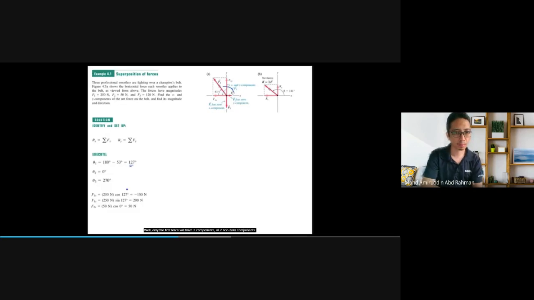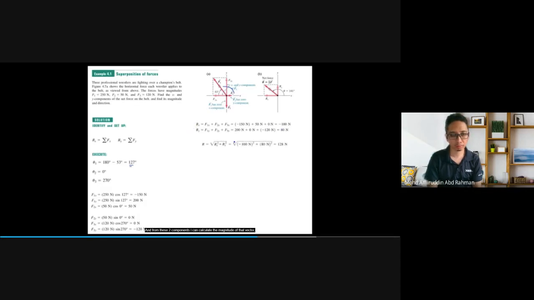Only the first force will have two non-zero components, and those are given by the magnitude times the cosine of 127 degrees for the x component, and the magnitude times the sine of 127 degrees for the y component. F2x is the full magnitude of the vector along the x direction, and F2 has no y component, so F2y is equal to 0. F3 has no x component and only a y component, which is minus 120. So it's a simple matter now to get the components of the resultant vector.